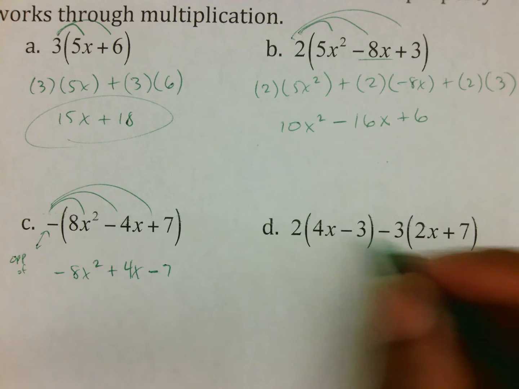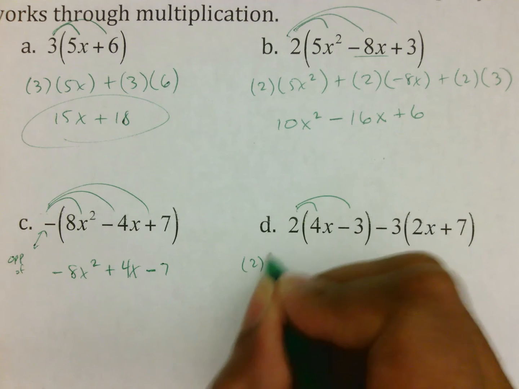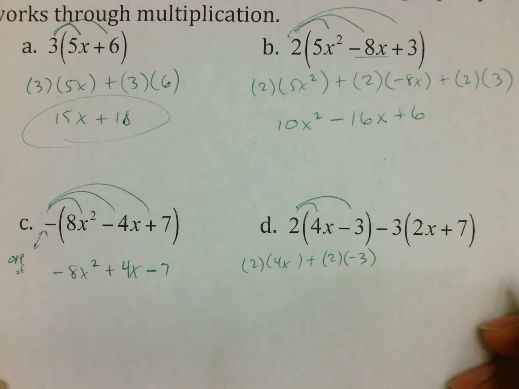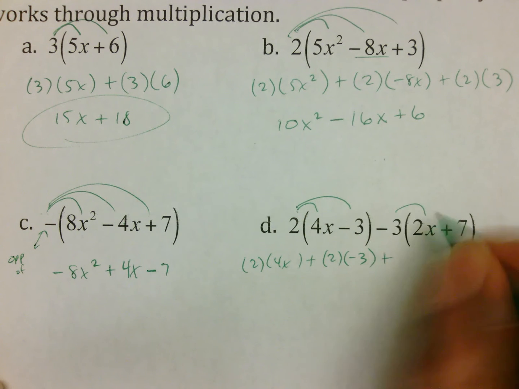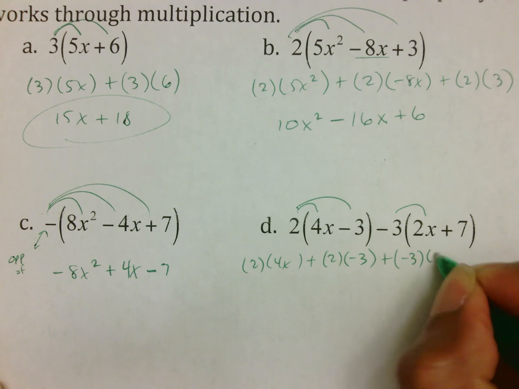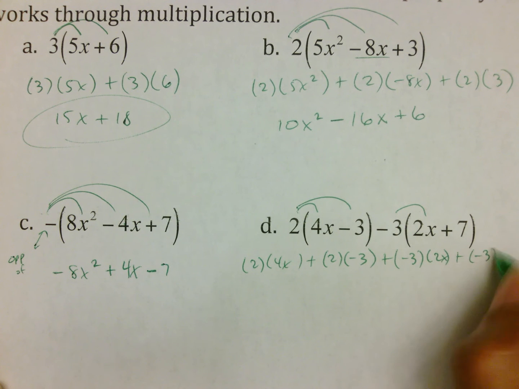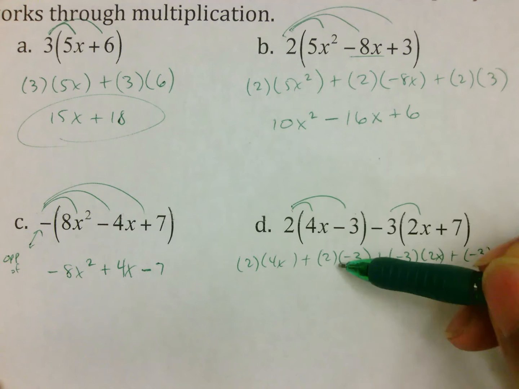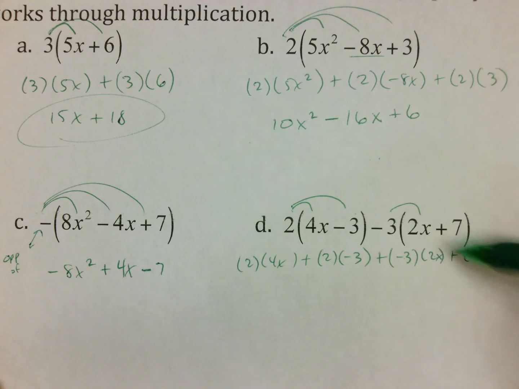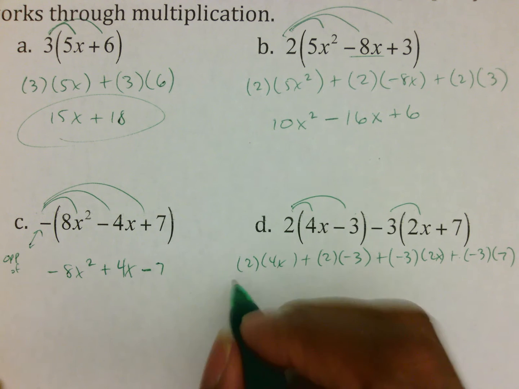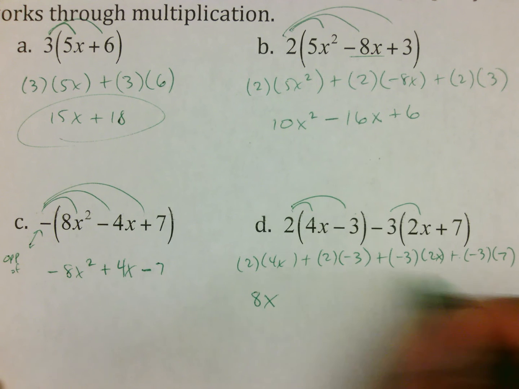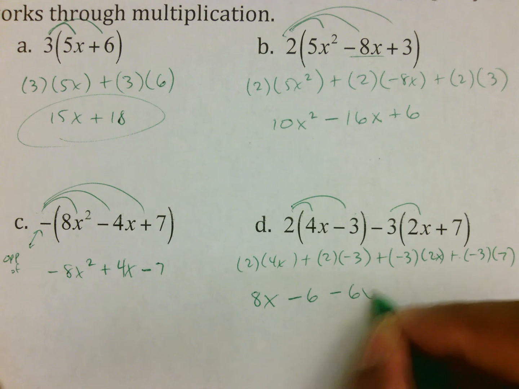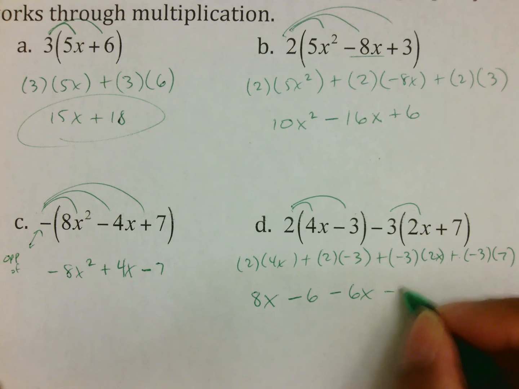The last type of distributive property problem you're going to see is like this, where 2 meets 4x and 2 meets negative 3. Make sure you follow that. And in this case, keep in mind this is a negative 3 meets 2x and negative 3 meets 7. Again, 2 meets 4x, 2 meets negative 3, negative 3 meets 2x, negative 3 meets 7. Now we just multiply them out. 2 times 4x is 8x, 2 times negative 3 is minus 6, negative 3 times 2x is negative 6x, negative 3 times 7 is negative 21.